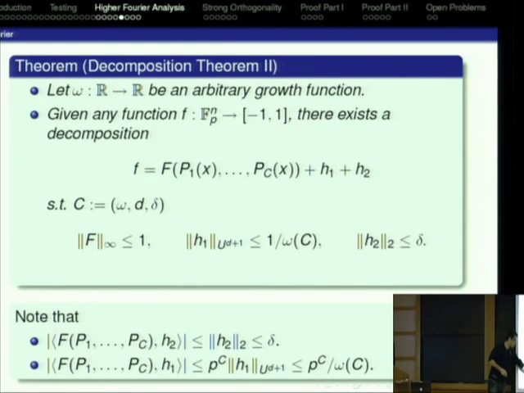And if you look at the correlation of the structured part with h1, then as I said, if you write the Fourier expansion of this, you can bound each term. And the number of terms that you get is p to the c. So we get this bound, which we can make as small as we want. So we can make the structured part almost orthogonal to h1 and h2.